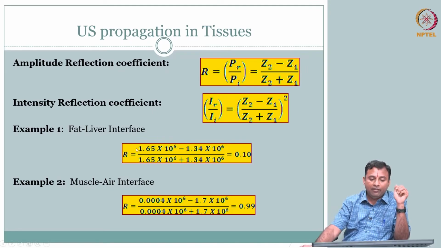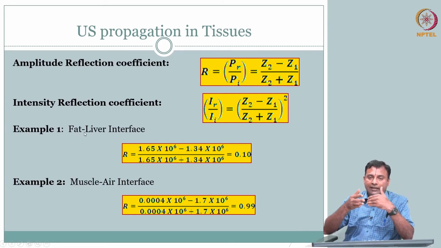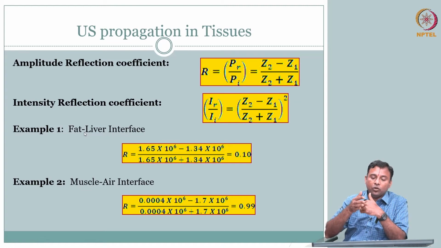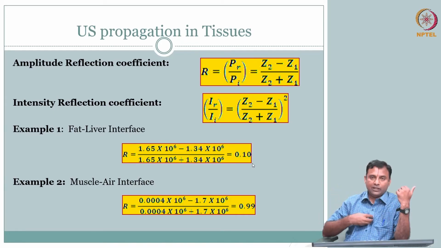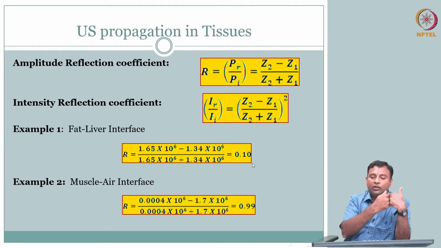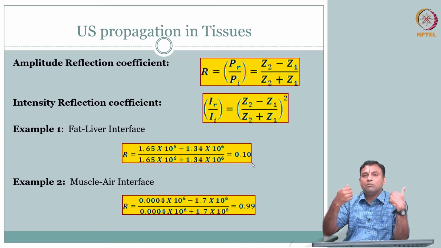If the wave interacts, when it goes to the fat liver, it goes through the fat, it hits the liver. When that happens, R is 0.10, that means only 10% of the amplitude, the pressure, actually reflects back to the medium. So in this case, for example, I am sitting outside, I am sending the sound waves in, it goes through the fat, it encounters liver, only 10% of it comes back.